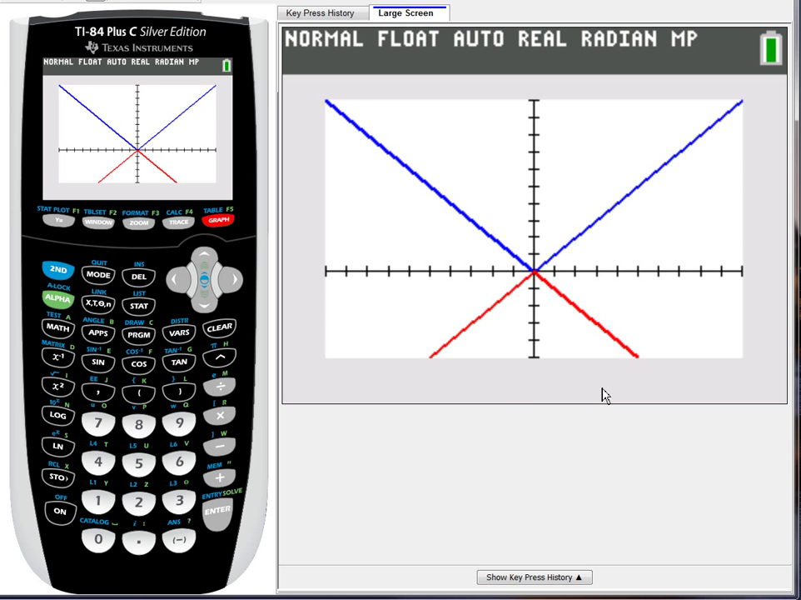What happened with our new function? What's the difference between the blue and the red? The red is simply upside down, right? The vertex did not change. I want you to notice that. The vertex did not change, but all of the y values went from a positive value to a negative value. So all the y values changed sign.